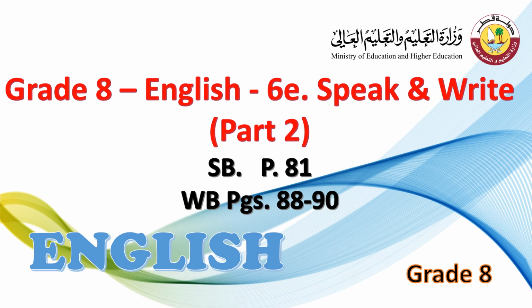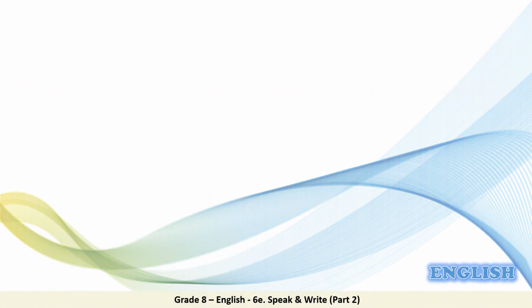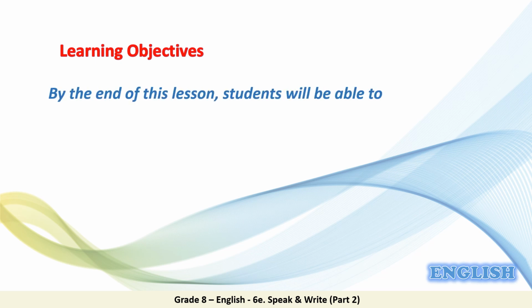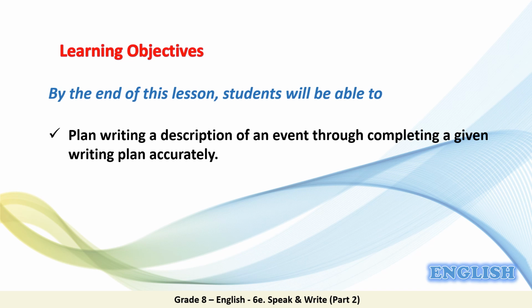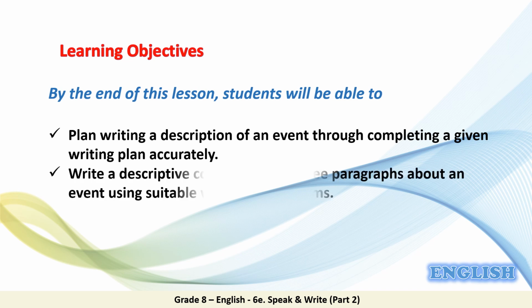The title of our lesson is 6E Speak and Write, Part 2. For this lesson, you will need to open your student book page 81 and workbook pages 88 to 90. As for the learning objectives, by the end of this lesson, students will be able to plan writing a description of an event through completing a given writing plan accurately. Write a descriptive composition of 3 paragraphs about an event using suitable writing mechanisms.